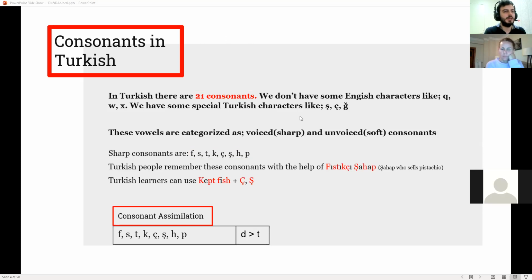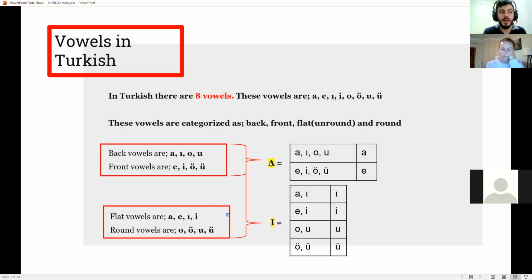Okay. I show this consonant assimilation with a capitalized D. Whenever you see a capitalized D, you have to think about this rule. Whenever you see a capitalized A and a capitalized I, then you have to think about these two rules as well.